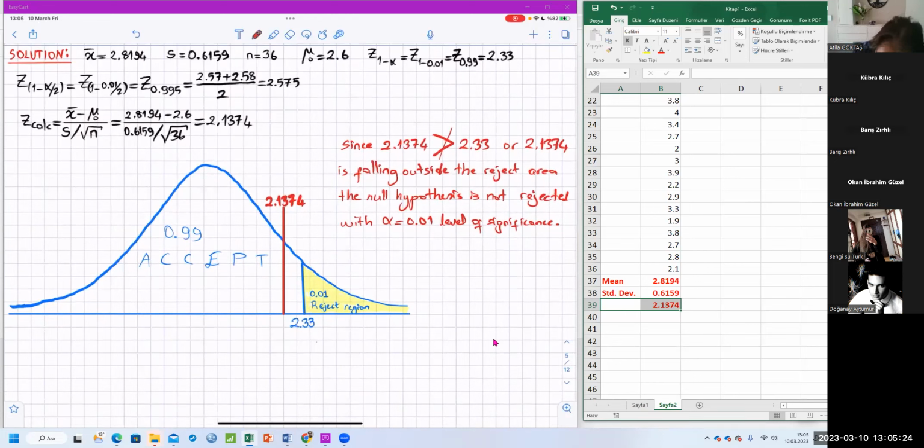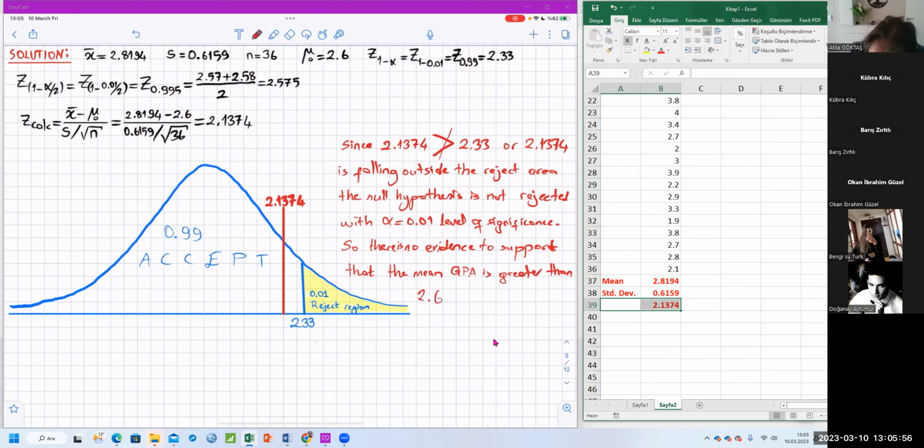So there is no evidence to support that the mean GPA is greater than 2.6 with 0.01 level of significance. Okay.